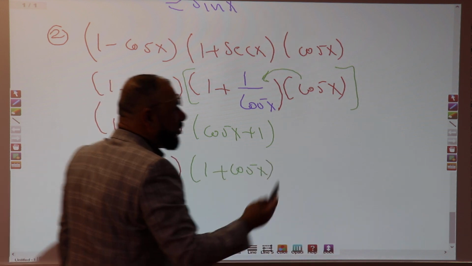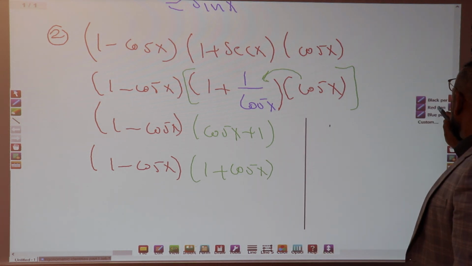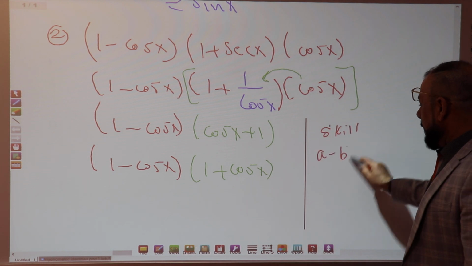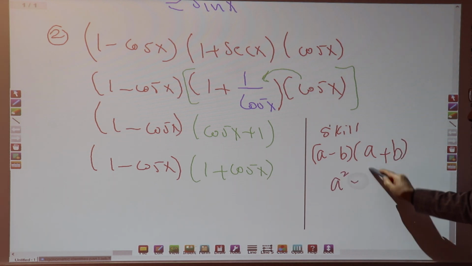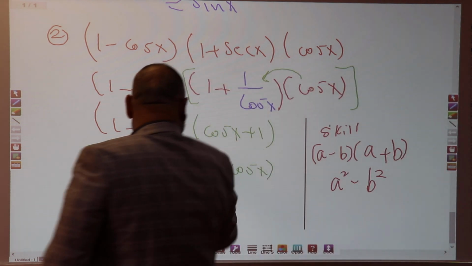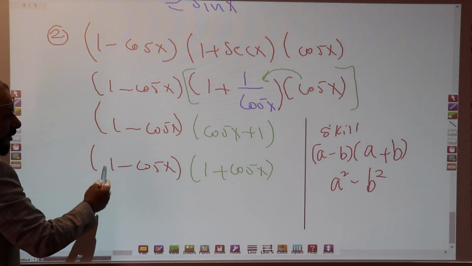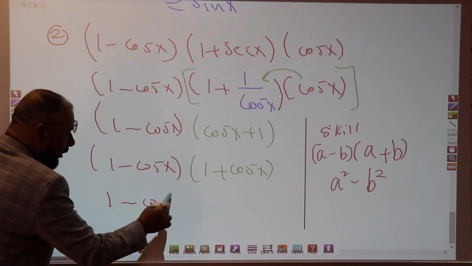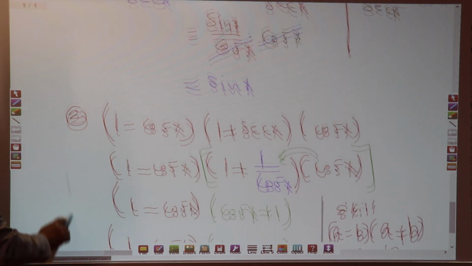Now I need you to have this skill to remember, which is a minus b times a plus b equals a square minus b square. I know, guys, you know this. If you don't want to do this, you can distribute, you can do foiling, okay? But it's easy, it's going to be 1 minus cosine square x, all this. And what is 1 minus cosine square x?